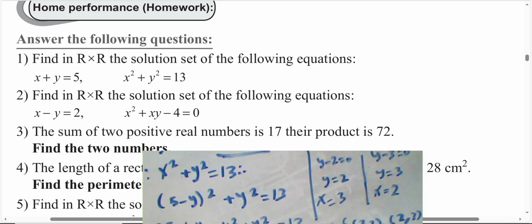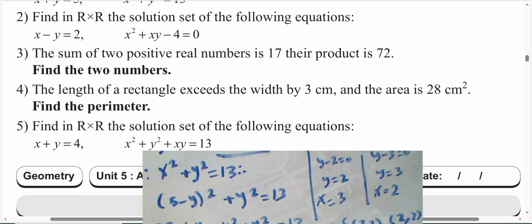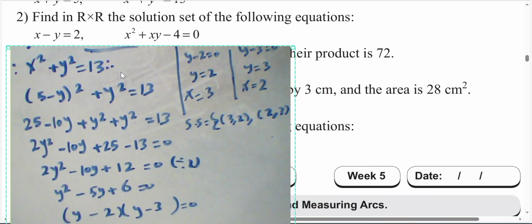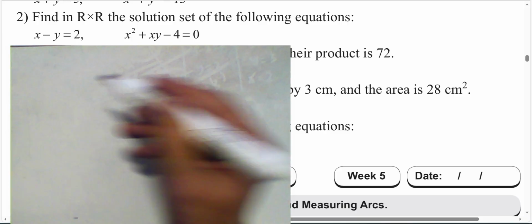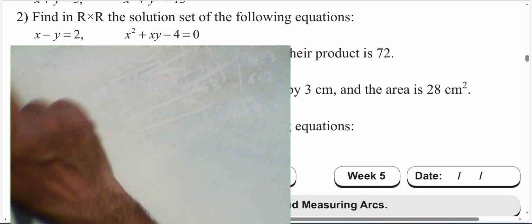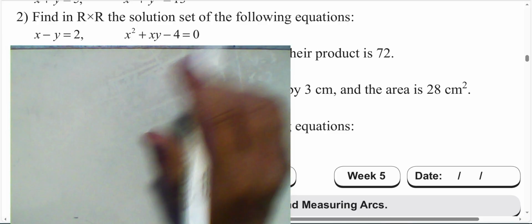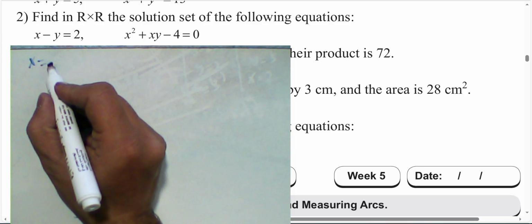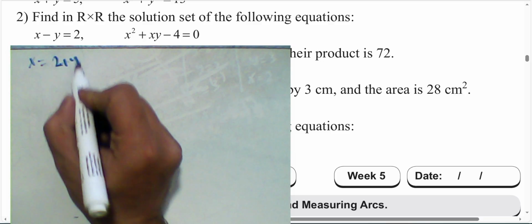Next question, number 2. Find the R by R solution set of 2 equations. We have first degree, second degree. We can put the value of x equals y plus 2 to simplify the answer. Now we have x minus y equals 2. Then the value of x here will be equal to 2 plus y.